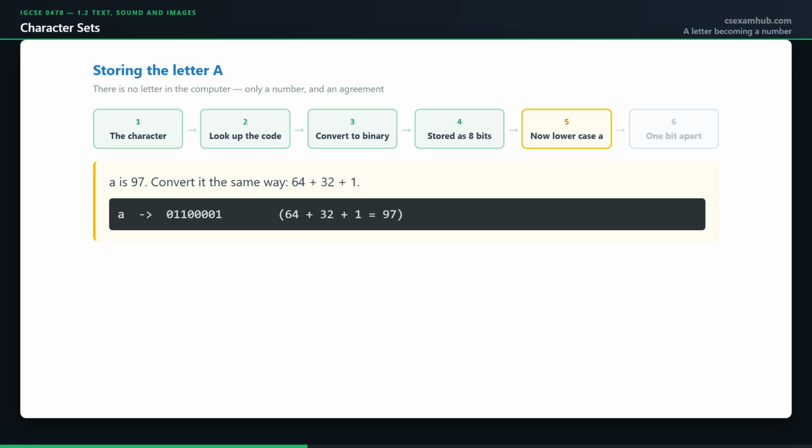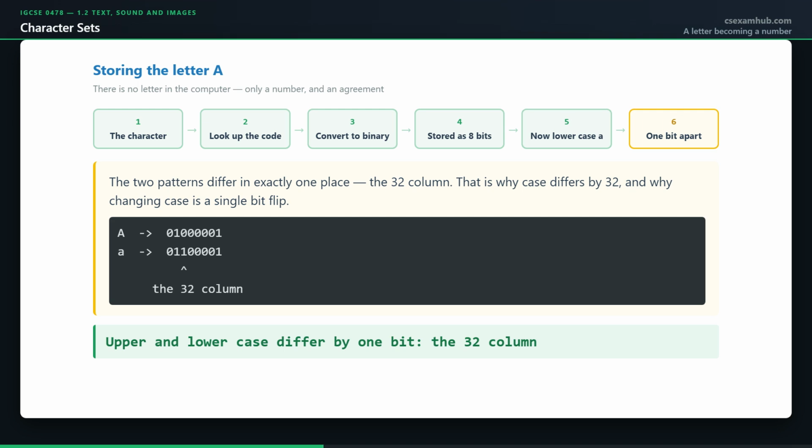Now take lowercase a, which is 97. In binary, that is 01100001. Compare the 2 patterns. They are identical except for 1 bit, the 32 column. That is why upper and lowercase differ by exactly 32. The character set was designed so that changing case means flipping a single bit, which is what makes UCASE and LCASE from topic 8 cheap operations rather than lookups.